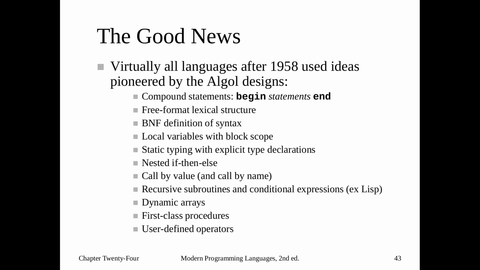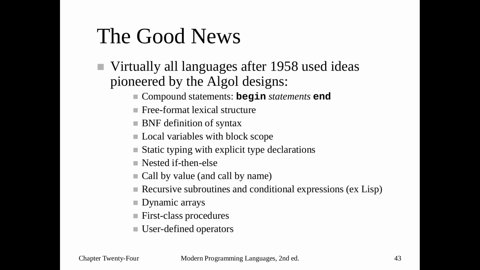Virtually all languages after 1958, right? Algol never caught on, but Algol pioneered a lot of great things. For example, compound statements, where it doesn't have to be begin and end, but it can be, for example, in Java, where we have curly braces that create block statements, right? We can have compound statements, free format lexical structure, right? Where you don't have to have a specific structure to your code. For example, in Java, we don't care about white space and the way stuff is structured as long as it's within the right grouping.